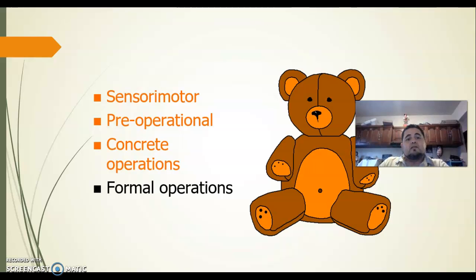In the first one, sensorimotor, the child interacts with the environment through innate reflexes that modify and refine by trial and error. The other one is pre-operational. The child forms mental images, already imitates the actions of adults and their peers, and shows signs of symbolic play.